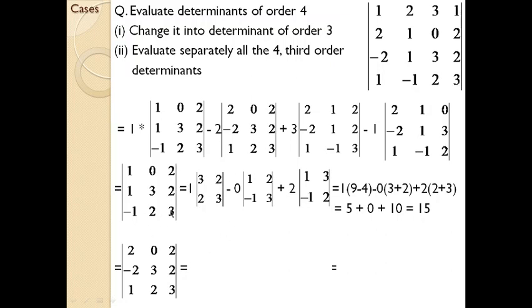For this computation, solving or dealing with the order of 3, you need to take only the elements within that particular determinant. We will take these 1, 2, 3 and 1 at the end. So the second determinant is 2, 0, 2, minus 2, 3, 2, 1, 2, 3. The same procedure which we have followed just now has to be followed in this case. Same case, 2 into 3, 2, 2, 3, minus 0 into minus 2, 2, 1, 3 plus 2 into minus 2, 3, 1 and 2.